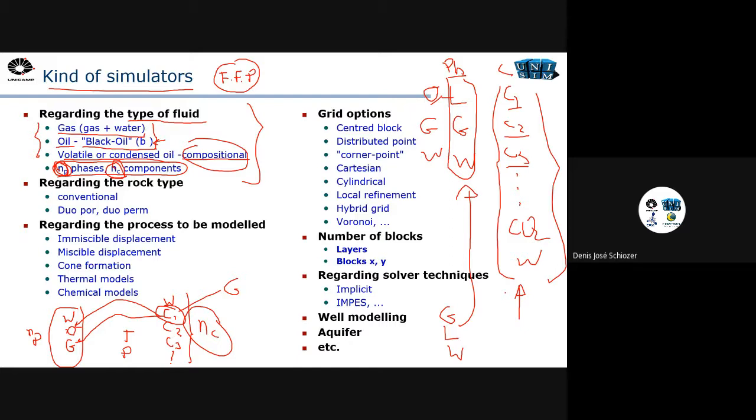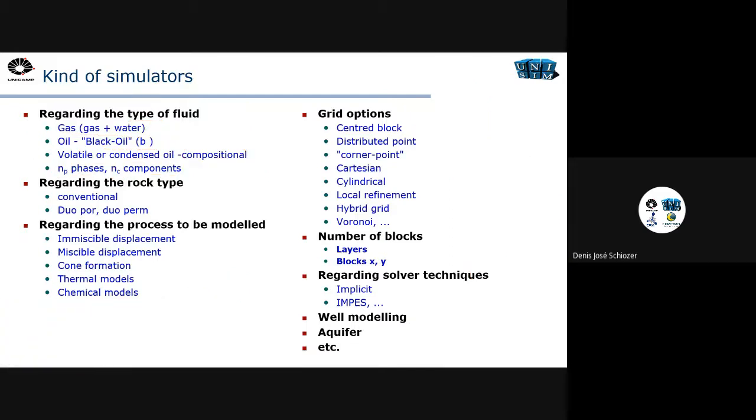And then, of course, if you want to work with the compositional models, you are going to have to study more about this in different courses, okay, or by yourself. But we are going to concentrate on the black oil. But the fluid behavior is one of the most important parts for us to decide which type of computer model we are going to use. Okay.